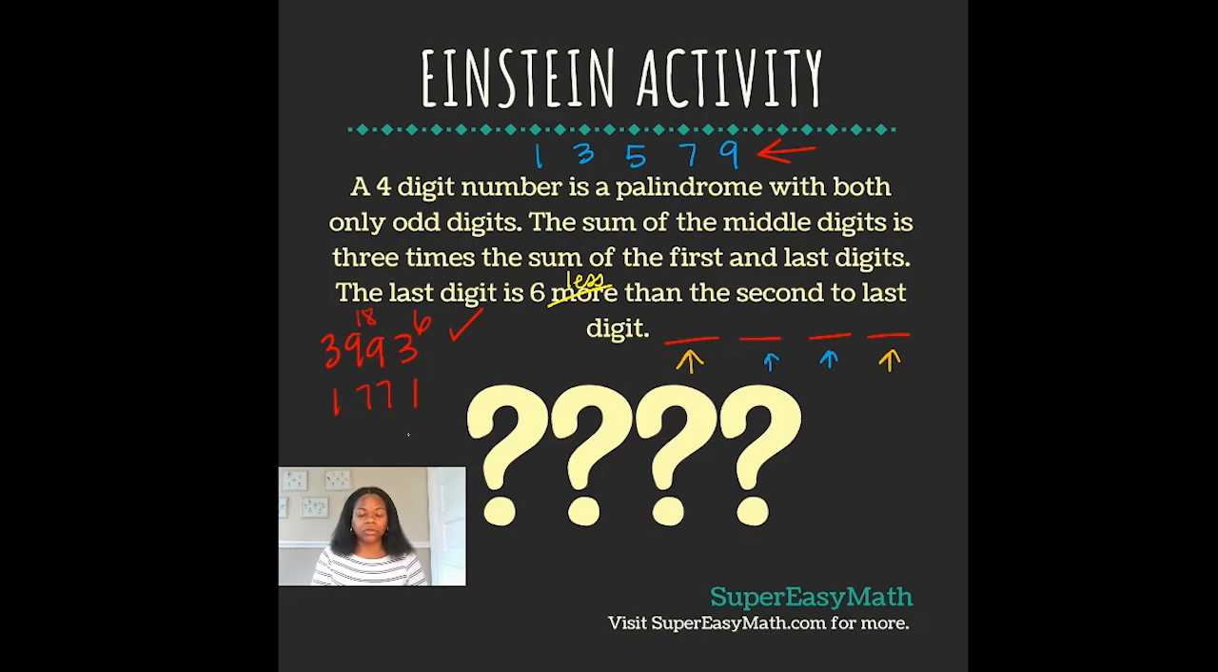Let's check the second one just to make sure. 7 and 7 is 14, and then the 1 and the 1 is a 2. But 14 is not 3 times as much as 2. But the 18 and 6 does meet the requirement because 18 is 3 times more than 6. So the answer to today's Einstein activity is 3993.